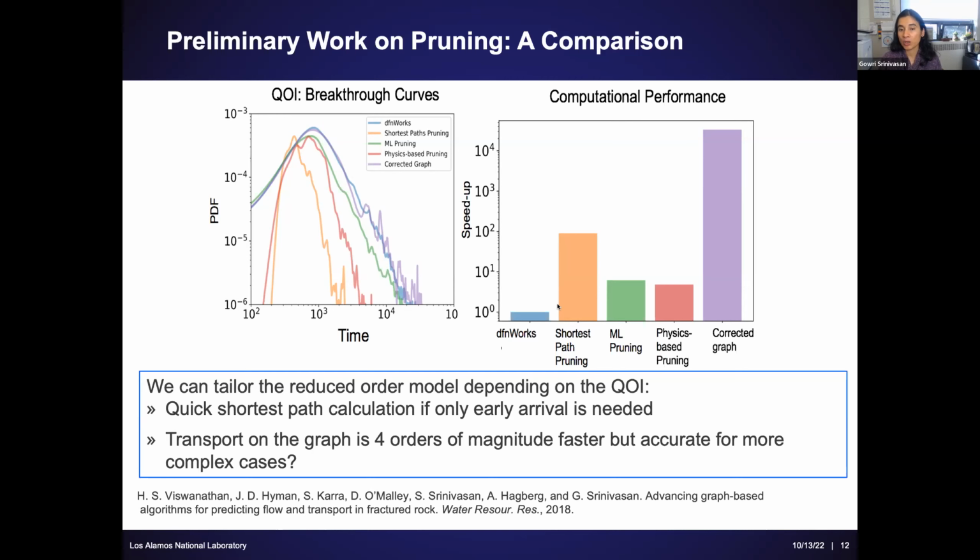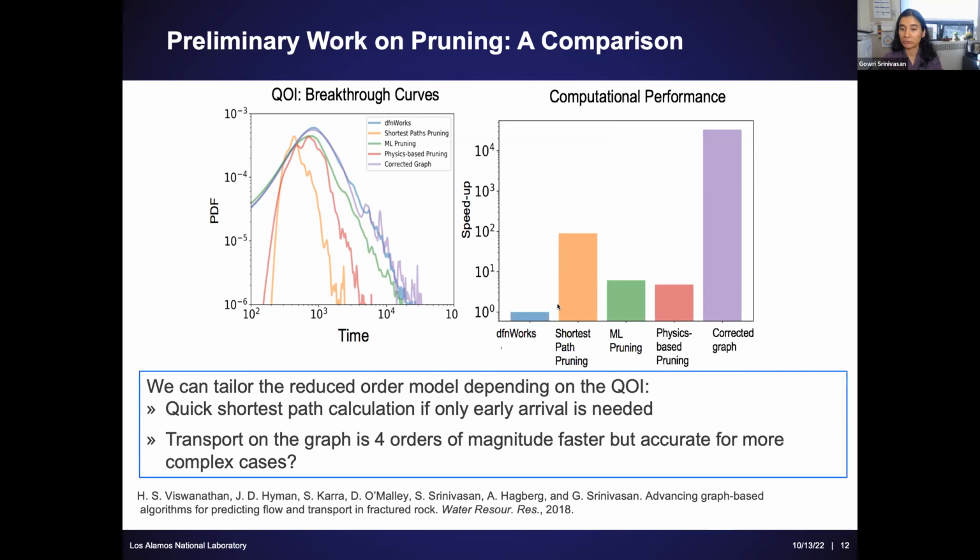So if I only wanted the shortest path calculation, that is super fast. I can just put together a union of a few shortest paths and get the first passage time. That's plenty sufficient. And I don't even need to do any kind of machine learning a priori training. None of that. I just need to put together shortest paths. So that's the easiest if all I'm looking for is first passage time.